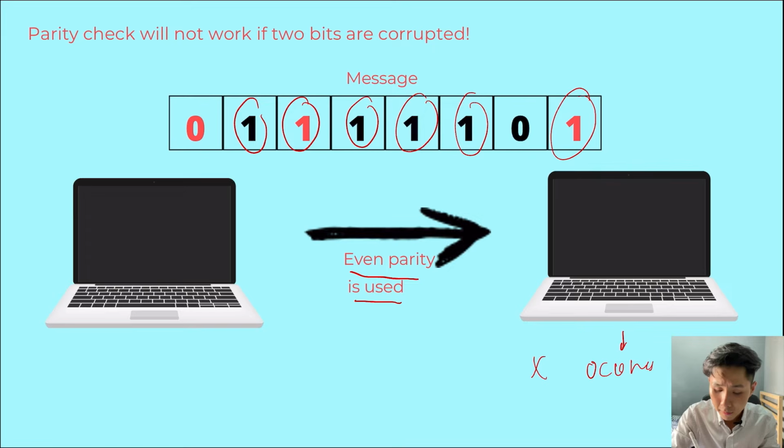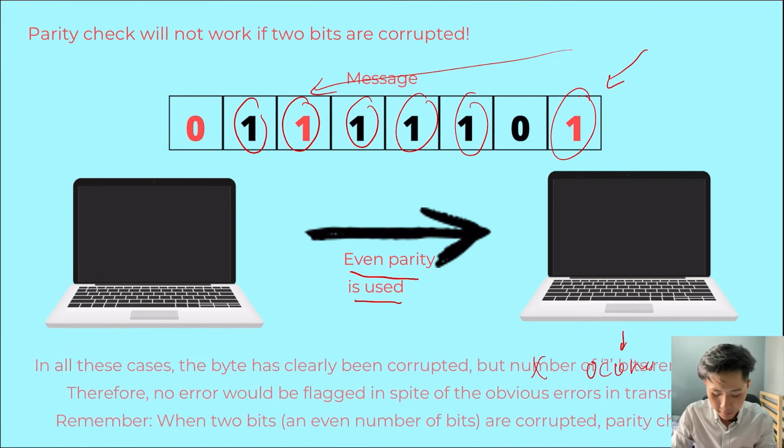But from what we see here, 2 bits have been corrupted. And therefore, the conclusion that we have here is that when 2 bits or even an even number of bits are corrupted, parity checks will fail. Okay, I repeat, when 2 bits or an even number of bits are corrupted, parity bit will not work. They will not be able to determine the number of bits that are being swapped.